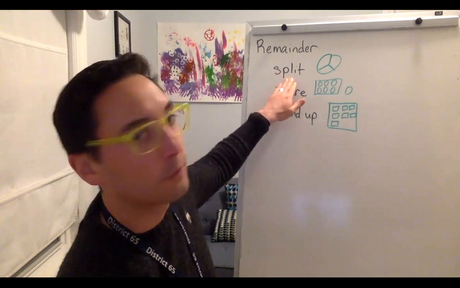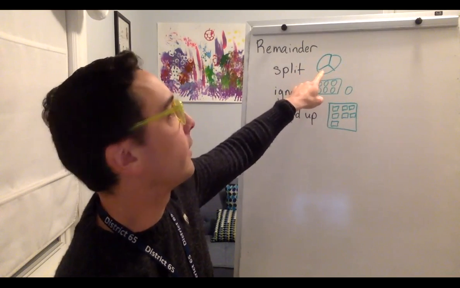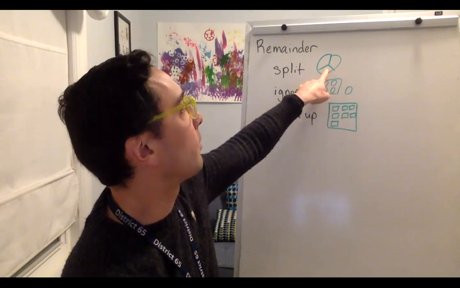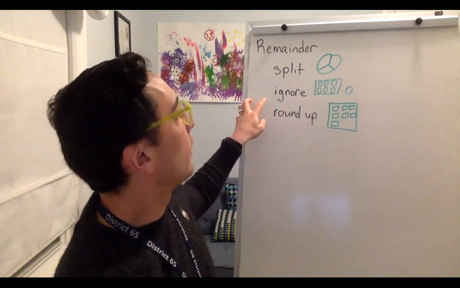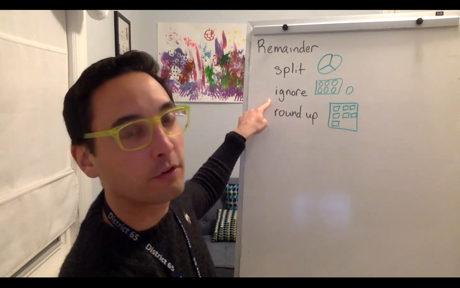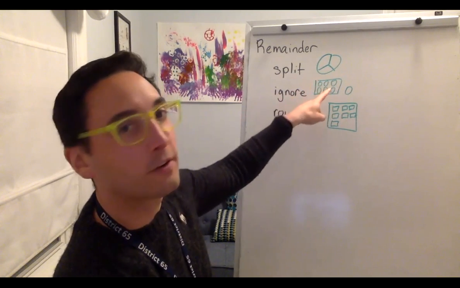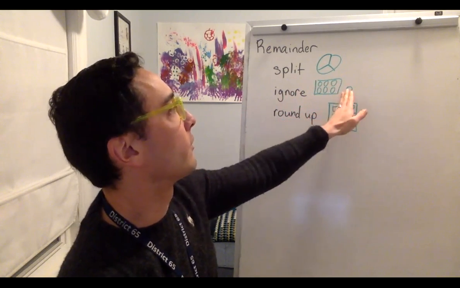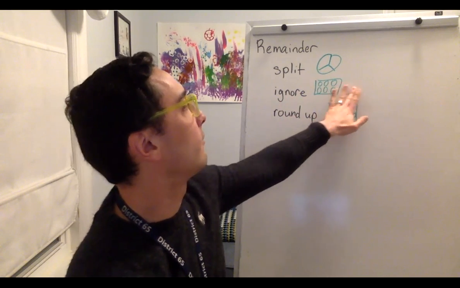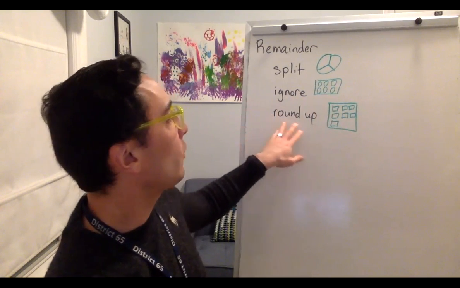So one thing we could do is split it. If you have one extra pizza, you can decide to split that pizza into pieces so that each person gets part of that pizza. You can ignore the remainder, like when we were talking about Egbert or Elbert and his eggs. He was making groups of 6, and then we were just ignoring if there was a 7th egg. We were just going to ignore that one and get rid of it, pretend it's not there. He ate it for breakfast. Or you can round up.